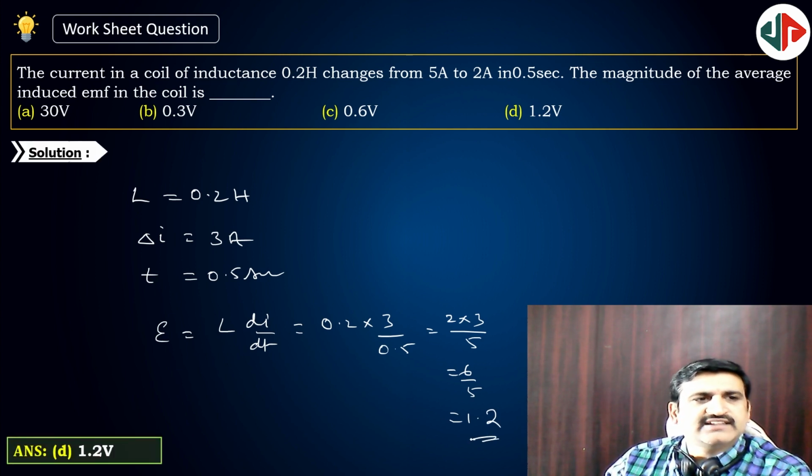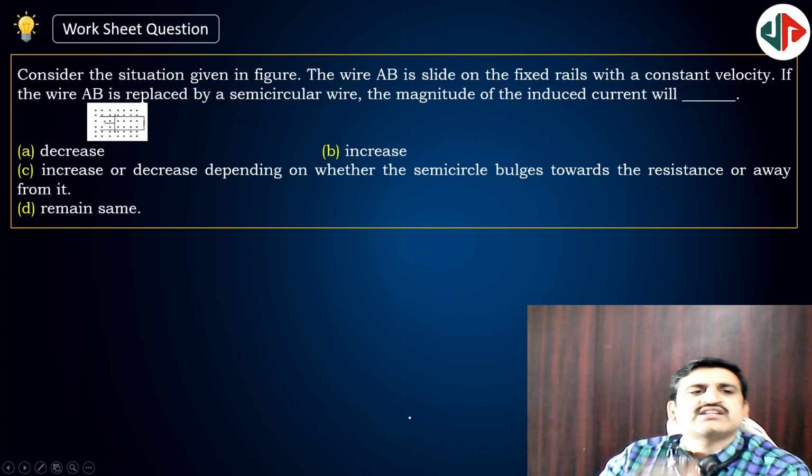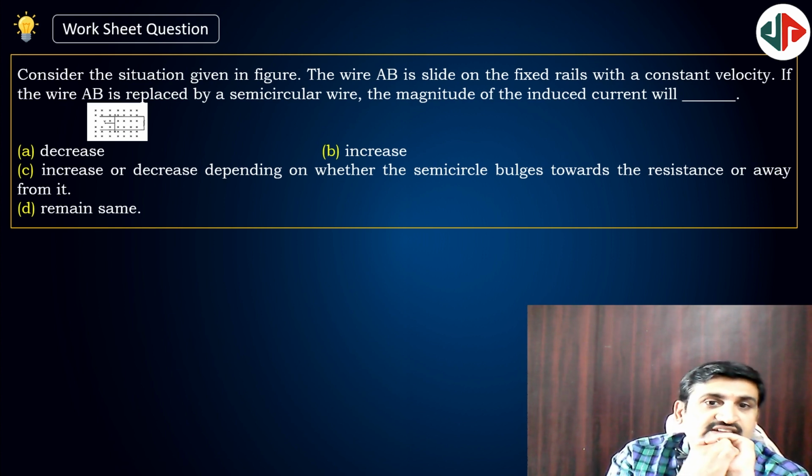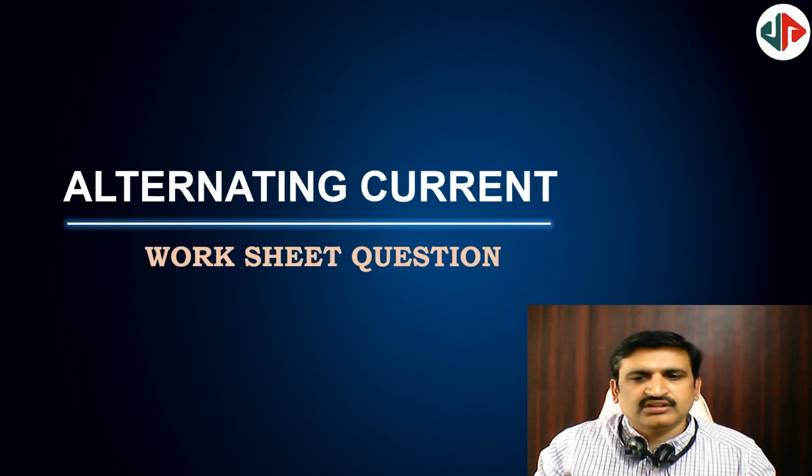Done. Yes. Next, consider the situation. Rod AB on fixed rails at constant velocity. If the wire AB is replaced with a semicircular wire, what happens to the magnitude of the induced current? Even though it's a semicircular wire, only the effective length we have to consider, right? So increase or decrease depends upon which way the semicircle bulges. No, it remains the same in my point of view. Yes.